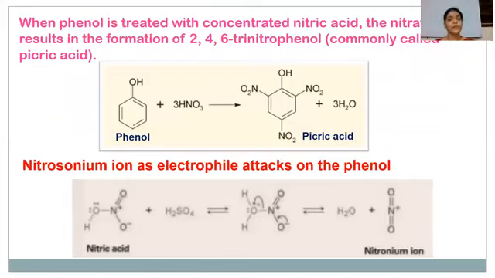When phenol is treated with dilute nitric acid, it forms monosubstituted nitro compound. And when it is treated with concentrated nitric acid, the nitration results in the formation of 2,4,6-trinitrophenol, and its common name is picric acid. In the nitration reaction, the electrophile is nitronium ion, which is produced by the reaction of nitric acid and sulfuric acid. Nitronium ion is formed, which acts as electrophile and attacks on ortho and para position.